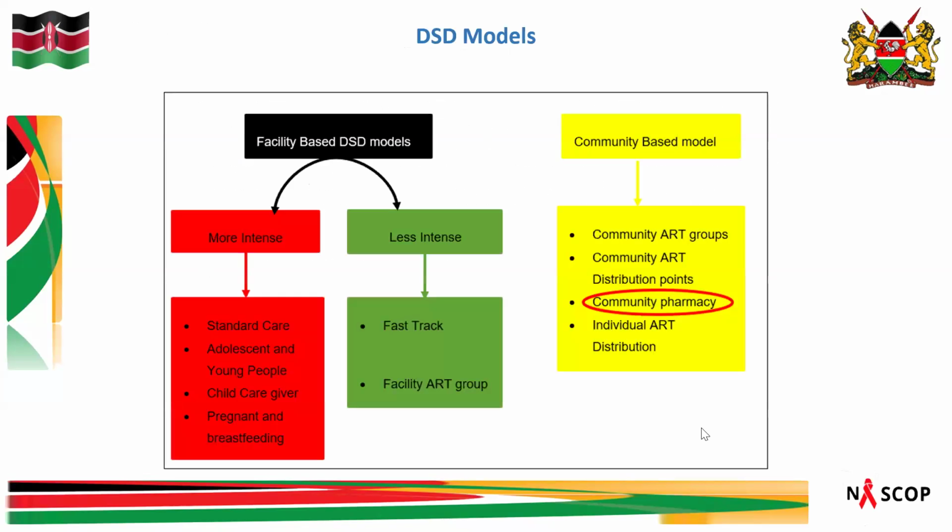So these are the DSD models which we have. We have facility-based DSD models and community-based DSD models. At the facility, they implement a more intense and a less intense model. The more intense is where there is offering of standard of care. It's made for adults and young people, child caregivers, pregnant and breastfeeding women. While the less intense is the fast track, whereby a recipient of care gets a prescription.